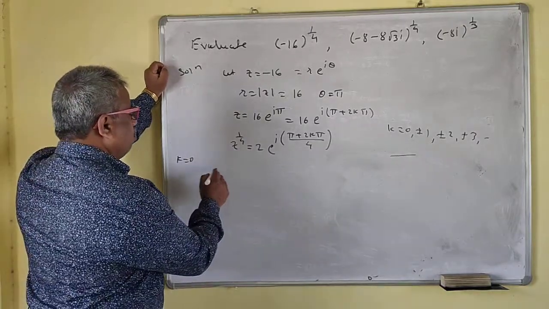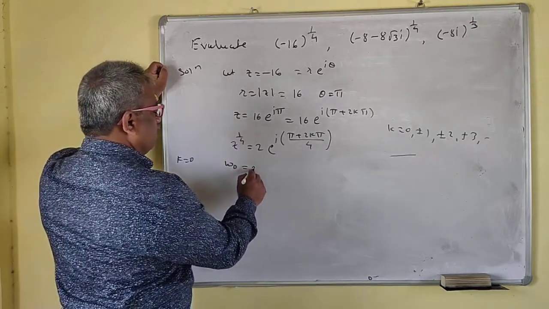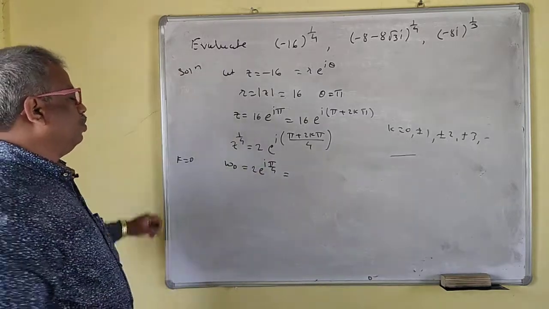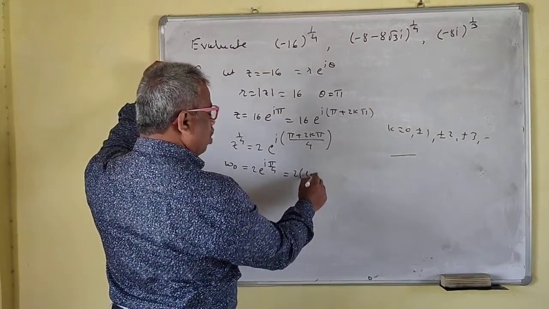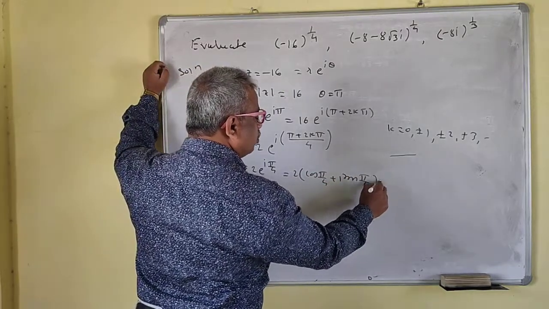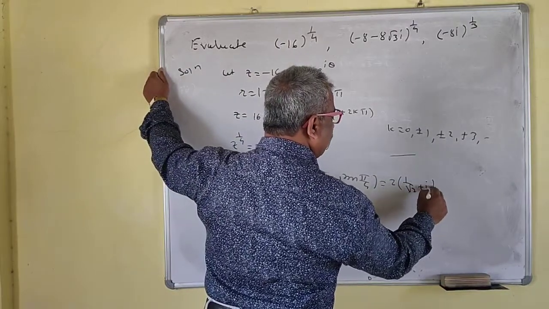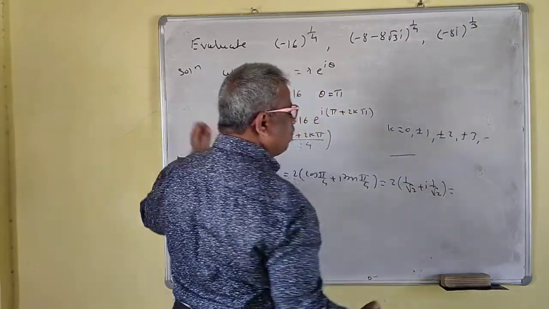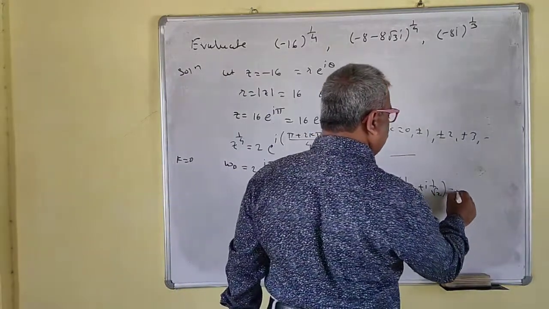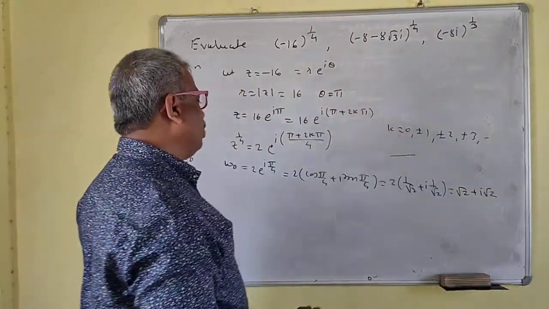So this will be omega naught, k is equal to 0. That means this is i pi by 4, so this is 2 into cos pi by 4 plus i sin pi by 4. So this is 2 into 1 by root 2 plus i 1 by root 2. If you multiply by 2, we get 2 upon root 2 and 2 upon root 2. So this is root 2 plus i root 2.